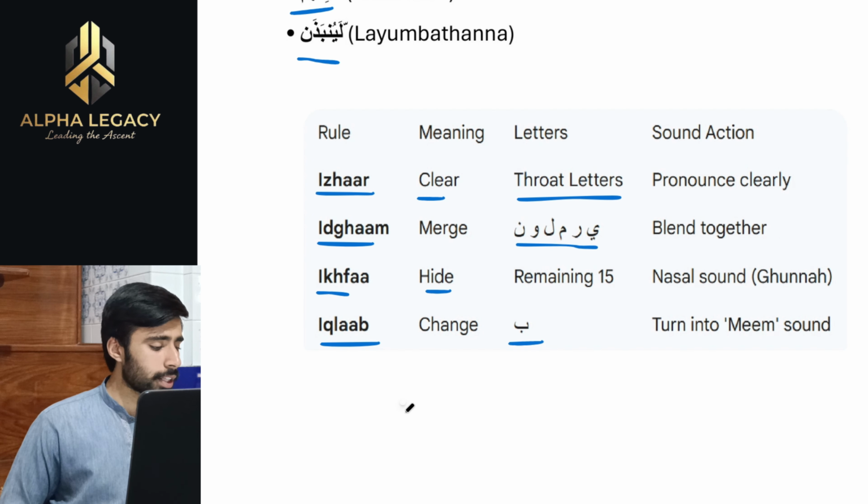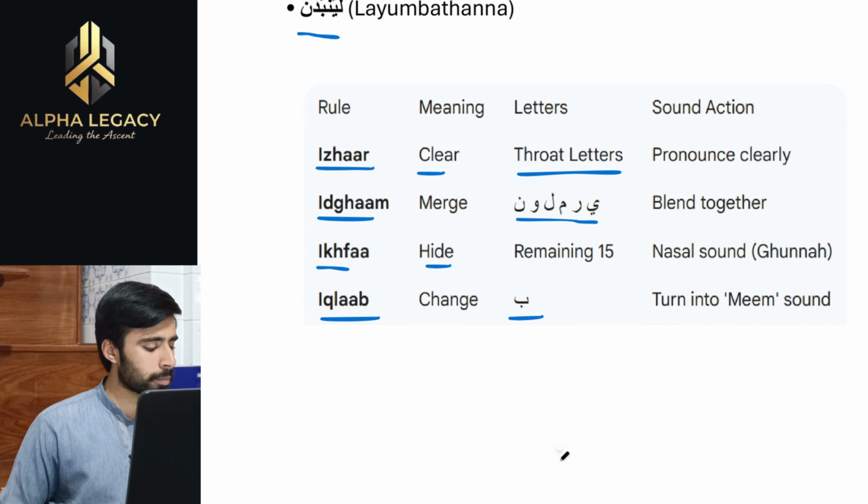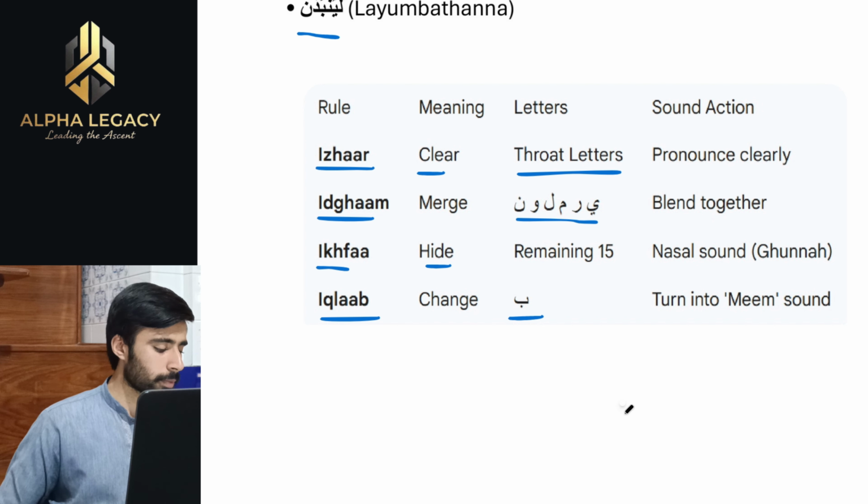Okay, with very easy examples we learned how to implement the Iqlab. So the first example mentioned in this lecture is mim ba'di. Here the Noon changes into Mim. So the same like this, Sami'um Basir. Again the Tanween becomes the Mim sound.